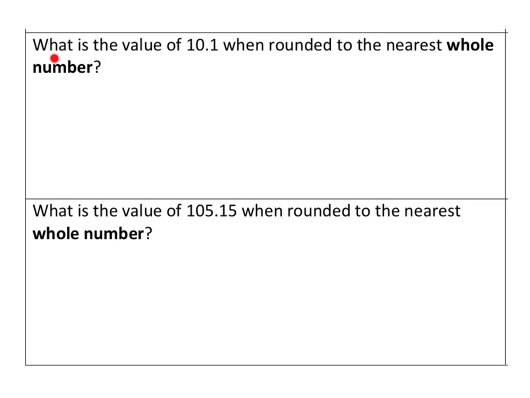Now for the third problem. What is the value of 10 and 1/10 when rounded to the nearest whole number? So we're going to write our number, 10 and 1/10. The whole number is anything before the decimal. So before the decimal is 10. Circle 10. Now, when we round, 10 and 1/10 is either going to round down to 10 or up to 11, which is one more than 10.